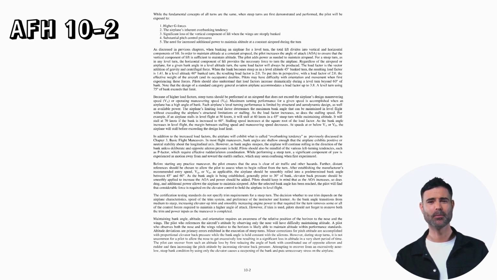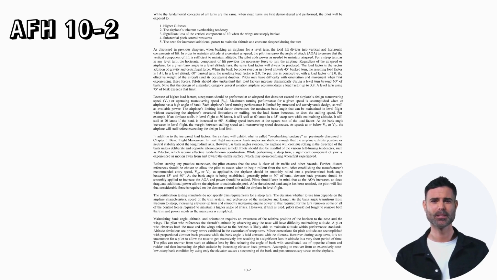As discussed in previous chapters, when banking an airplane for a level turn, the total lift divides into vertical and horizontal components of lift. In order to maintain altitude at a constant airspeed, the pilot increases the angle of attack (AOA) to ensure that the vertical component of lift is sufficient to maintain altitude. The pilot adds power as needed to maintain airspeed. For a steep turn, as in any level turn, the horizontal component of lift provides the necessary force to turn the airplane. Regardless of the airspeed or airplane, for a given bank angle in a level altitude turn, the same load factor will always be produced.